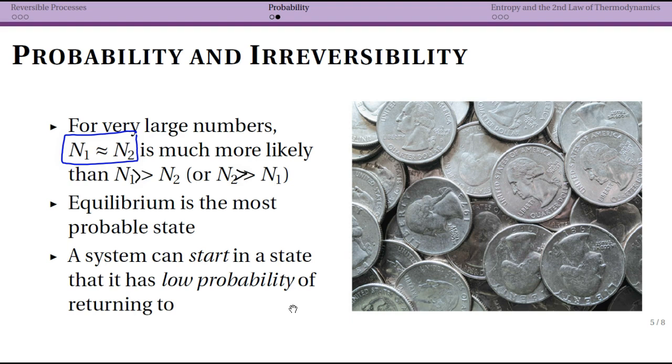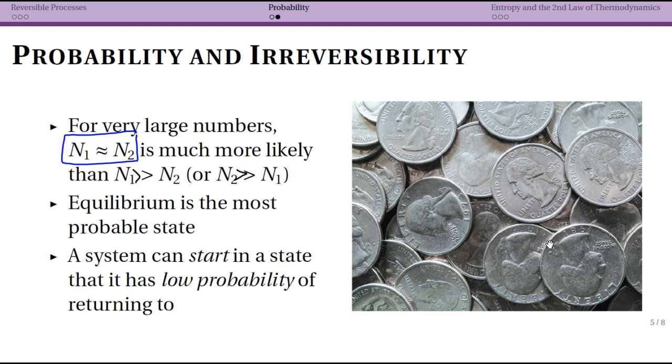So if I started my quarters half heads, half tails, I would expect after I flip them all that I roughly have half heads and half tails. Different ones are going to be heads and tails, that's okay. But if I start them all heads up, I expect after I've flipped them all once, it's roughly half heads and half tails. If I keep flipping them, at no point do I expect them all to be heads up. It isn't that it's impossible for them to be all heads up, it's just really, really, really unlikely.